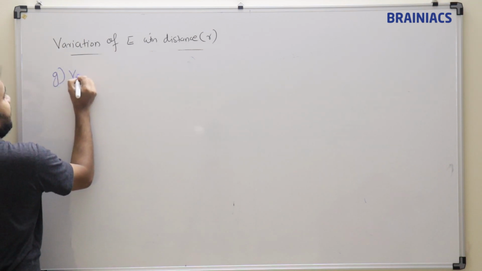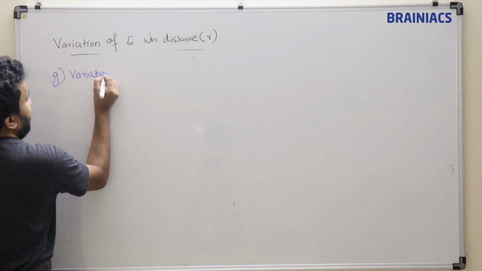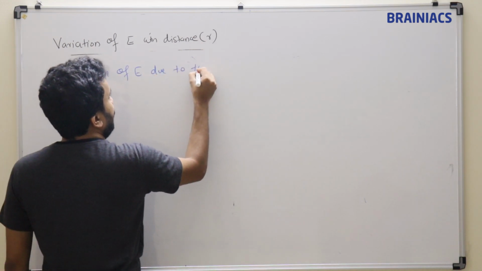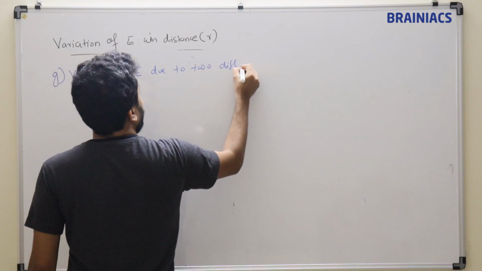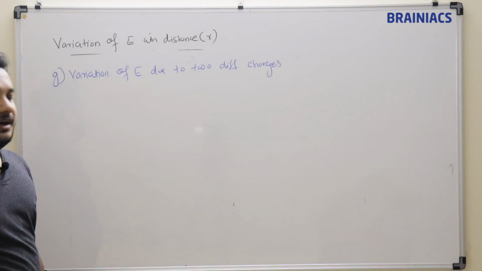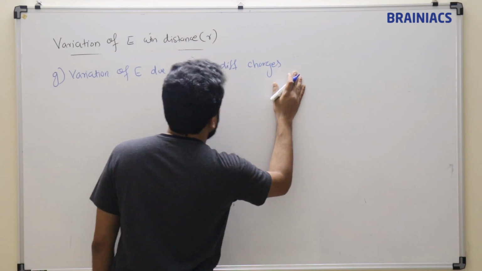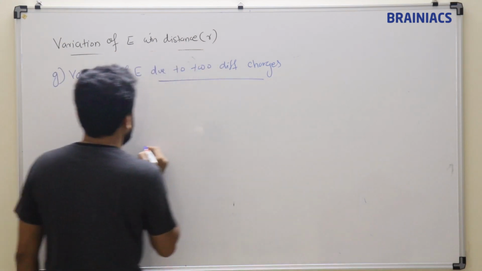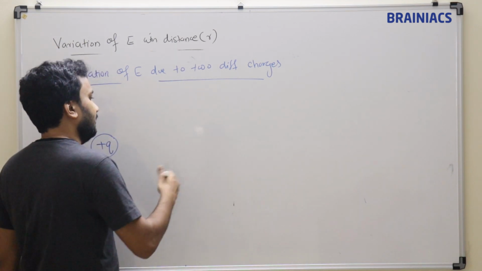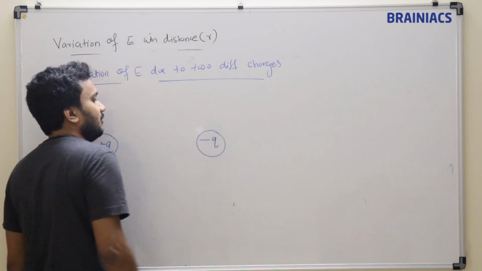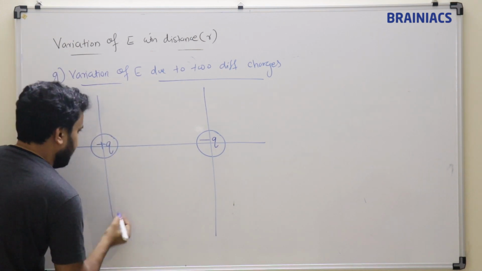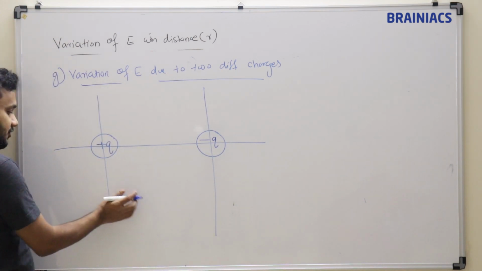So G: variation of electric field due to two different charges, one positive and another negative. So plus q, you can consider the same magnitude or different magnitude. You can try all these cases. That's what I told, you can do any number of combinations. All these combinations can be asked in the NEET or JEE examinations, whatever entrance examinations you are writing.